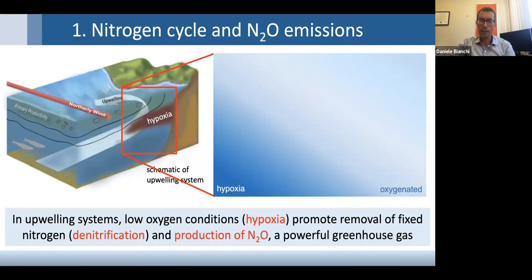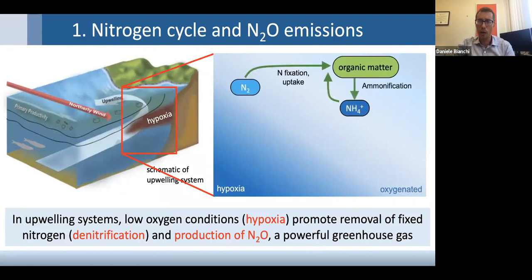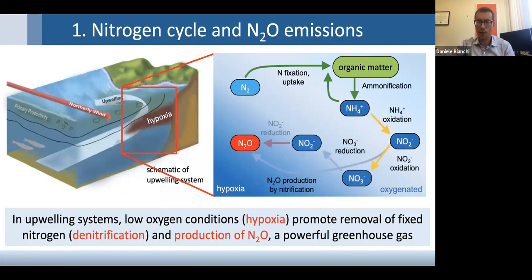Over the gradients of oxygen concentrations found in upwelling regions, the nitrogen cycle is very dynamical. There are multiple species, multiple transformations, and I'll give you a quick sense of how complex these transformations are. I don't have time to go into detail, but the message is that there is production of nitrous oxide that occurs during ammonium oxidation and denitrification, and this nitrous oxide can end up being emitted to the atmosphere.